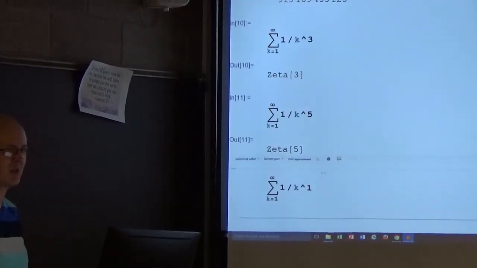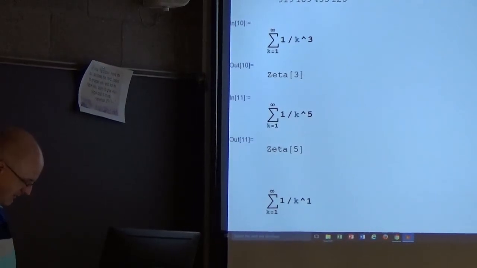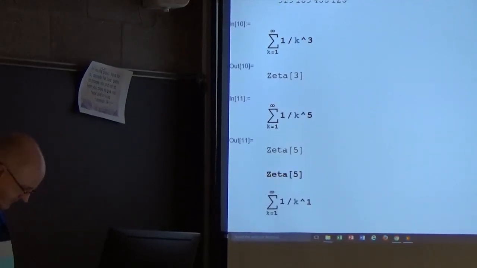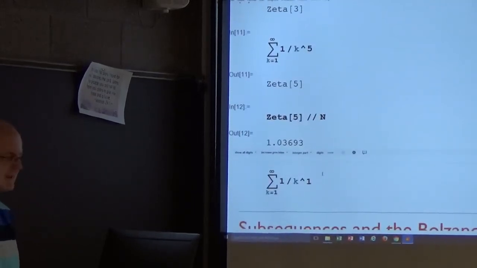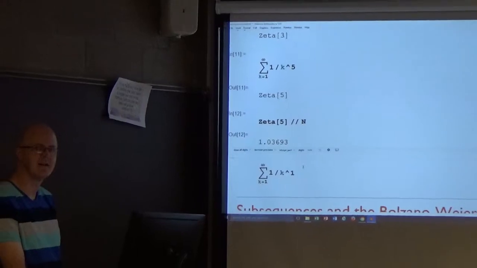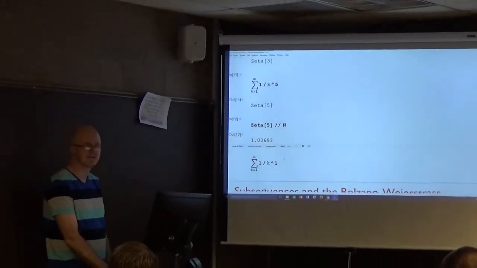What is zeta? It's called the Riemann zeta function. It is an honest-to-goodness function. I mean, you can approximate zeta of 5, for example. Zeta of 5. Come on. About 1.03693. It's a very important function.